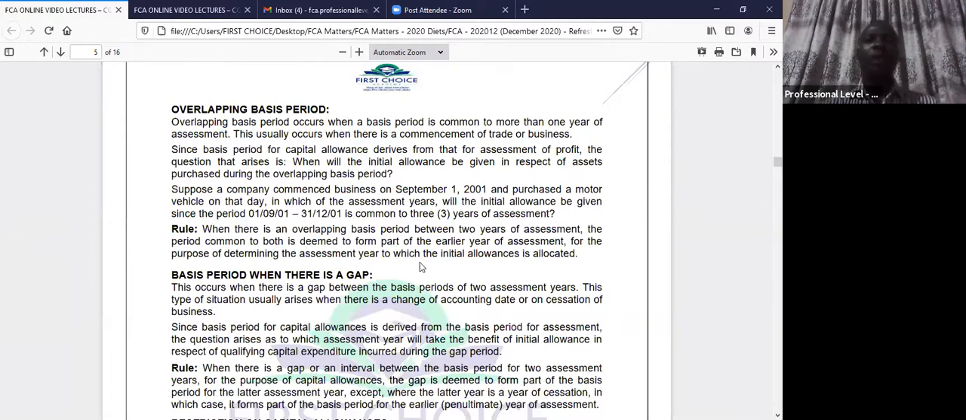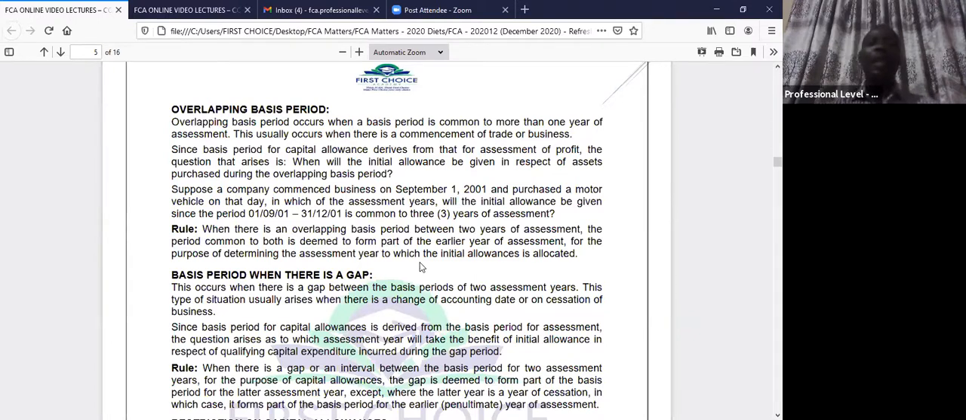Remember, when we are dealing with the commencement rule, we say that the first year, let's say the business started January 1, 2010, would mean that your first year will be from January 1 to December 31st, 2010. The second year, we also start from January 1 to December 31st, 2010. This is an overlap because the two basis periods have certain months in common.